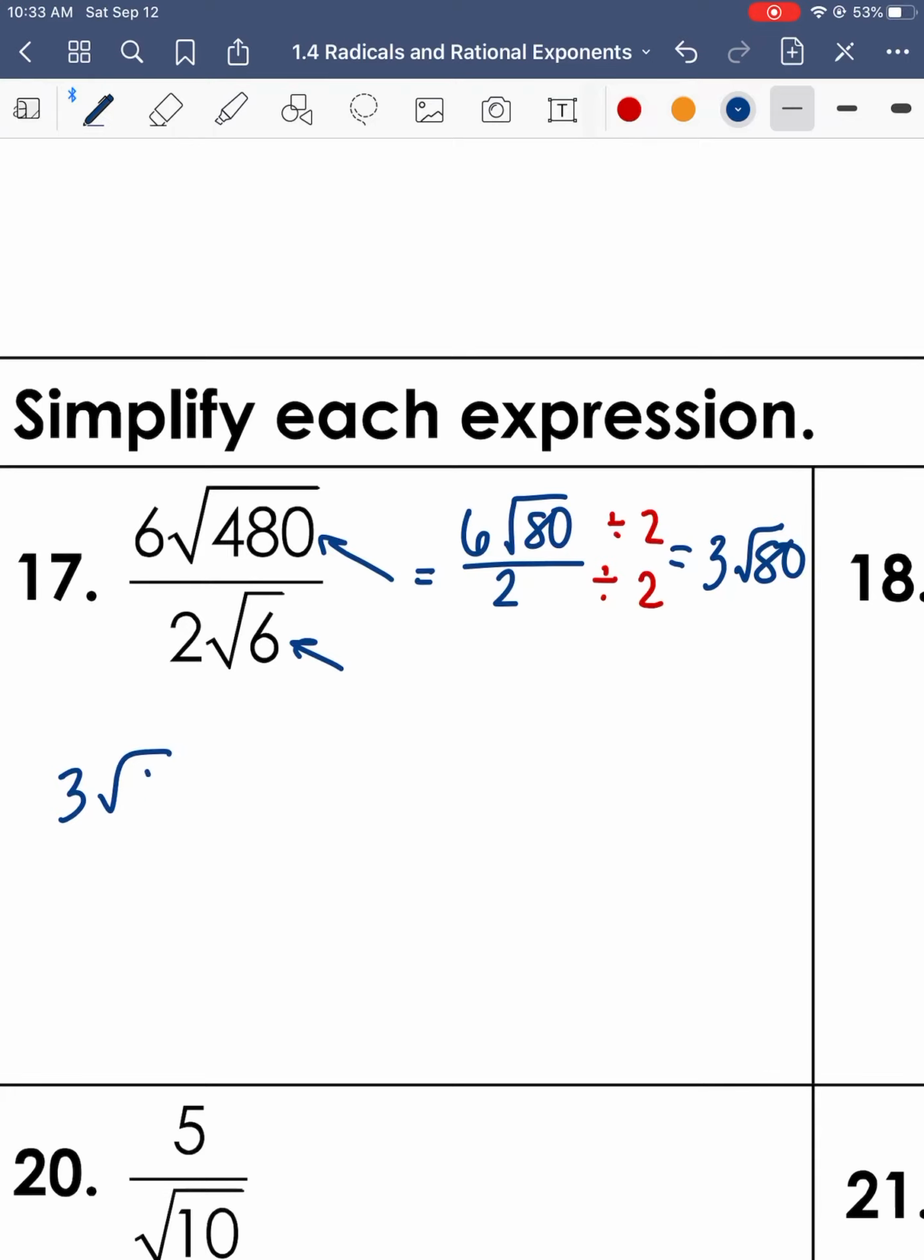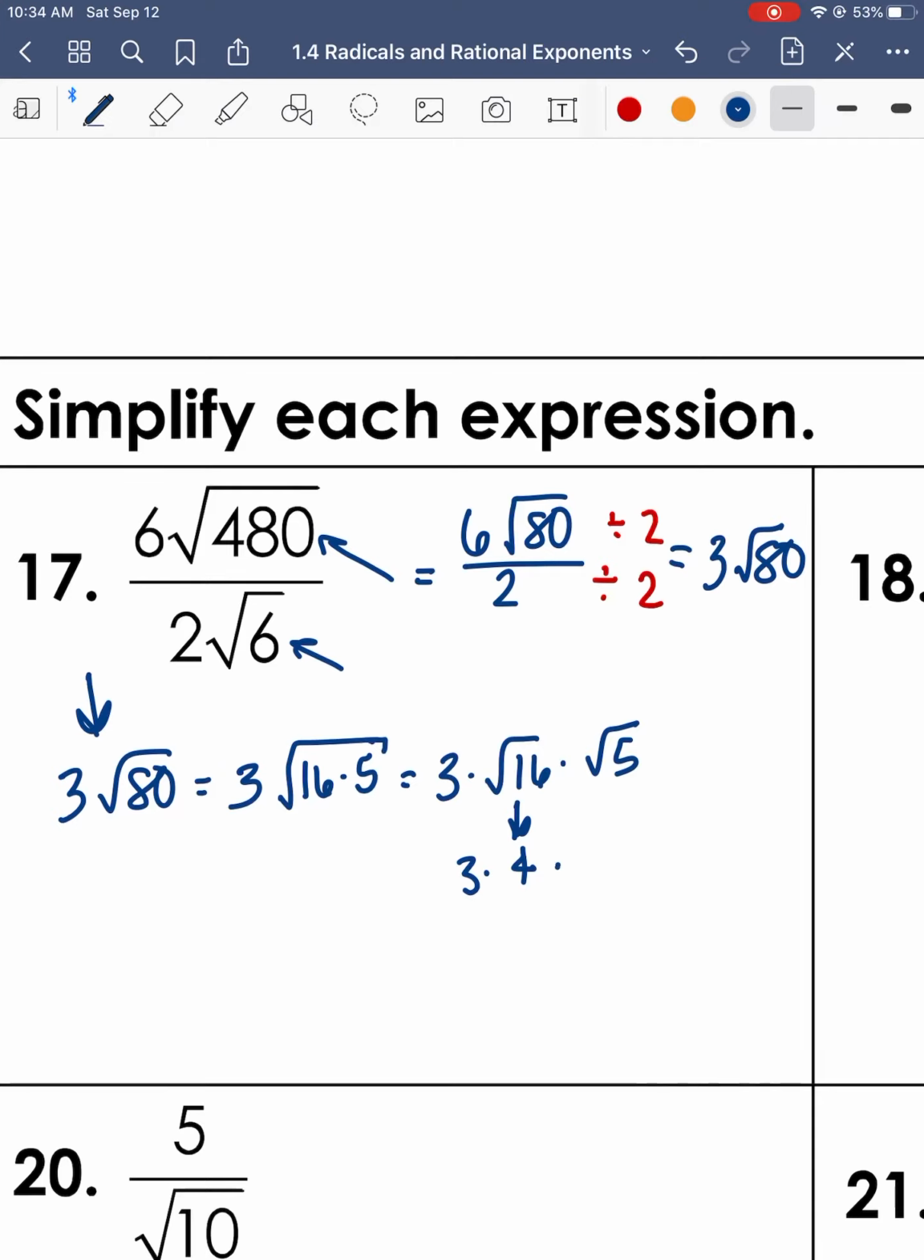Okay, so we have 3 root 80, and then we want to make sure that we have this simplified all of the way. So let's look at the factors of the square root of 80. See if it has any factors that are perfect squares, and in fact it does. 16 times 5 are factors of 80. And then we can split this up as 3 times the square root of 16 times the square root of 5. We can simplify this to 4, so now we have 3 times 4 times root 5.